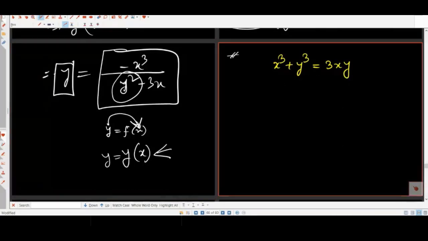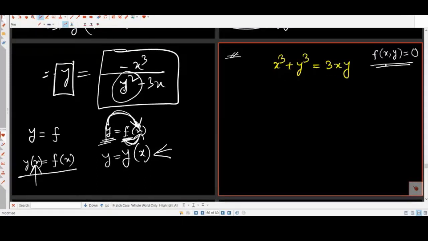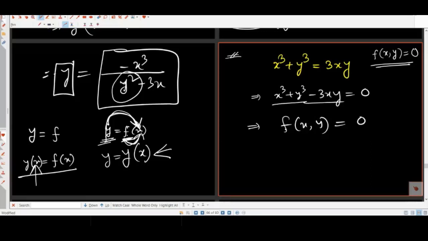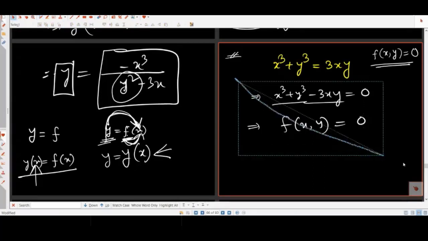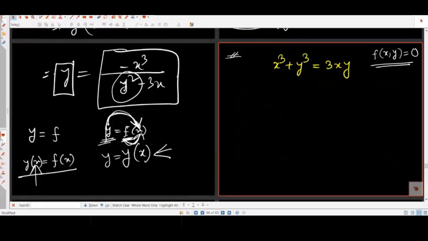So the function we have this time is an implicit function. f of x comma y equal to 0 is called the implicit form. The function that we have is in implicit form if we transfer the right side quantity to the left side, so we now have a combination of x and y on the left side and the right side is 0. This is how we can construct the implicit form. So now our target is to find the derivative of implicit functions. How can we do that?